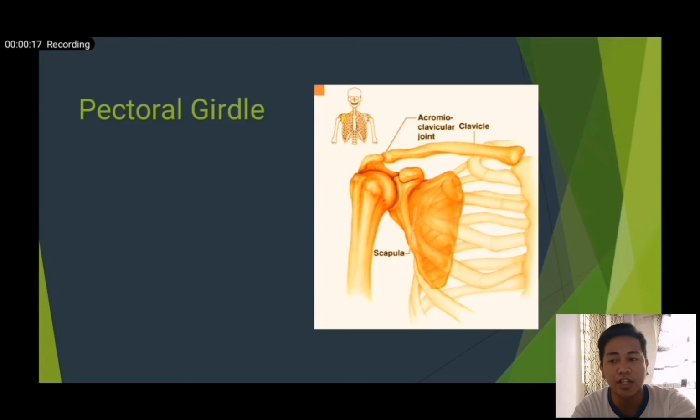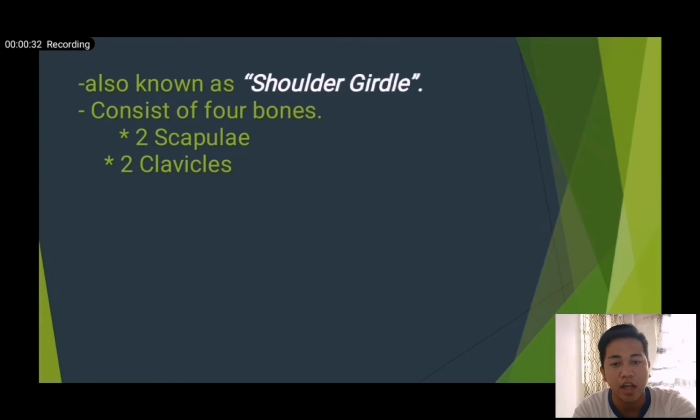Okay, so the pectoral girdle is under the appendicular skeleton, which consists of the bones of the upper and lower limbs, as well as the girdles which attach the limbs to the axial skeleton. The pectoral girdle is also known as the shoulder girdle, and it consists of 4 bones, 2 scapula and 2 clavicles.